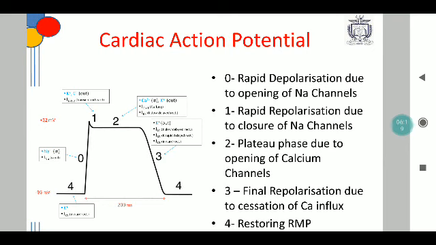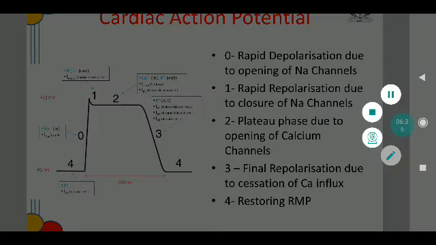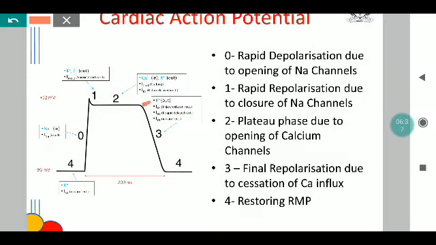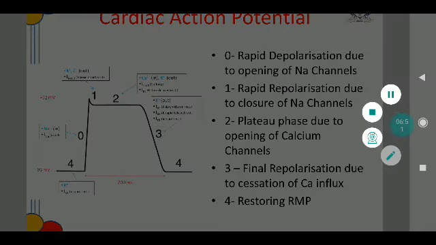What you see, the stagnant part, which is marked as 2, is the plateau phase. The plateau phase is because of the opening of the calcium channels, and it's during that time that calcium moves in and potassium moves out. What you see as 3 is the final repolarization phase because of the stoppage of the calcium channel. So this portion marked as 3 is a final repolarization which results in a stoppage of calcium. During this time, the potassium that had come inside goes outside. And the stage you see as 4 is restoring of the resting membrane potential.